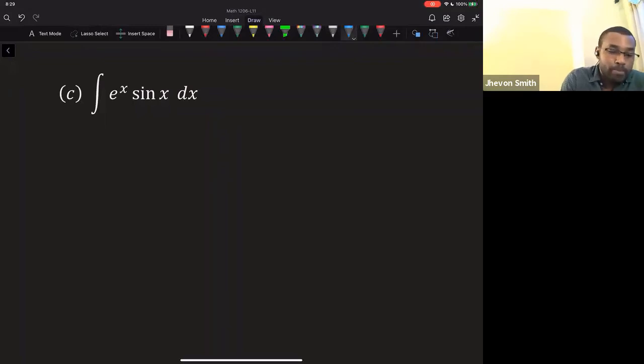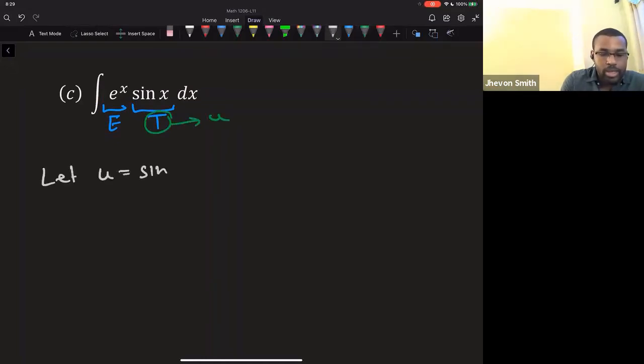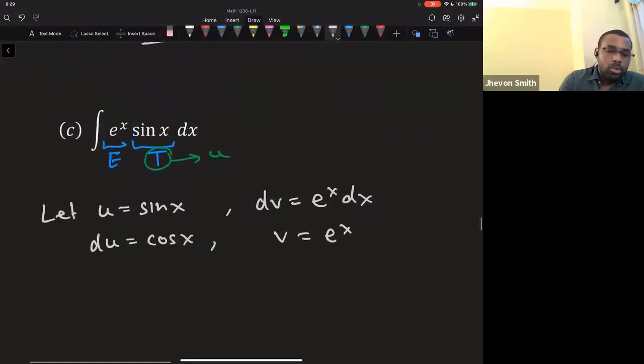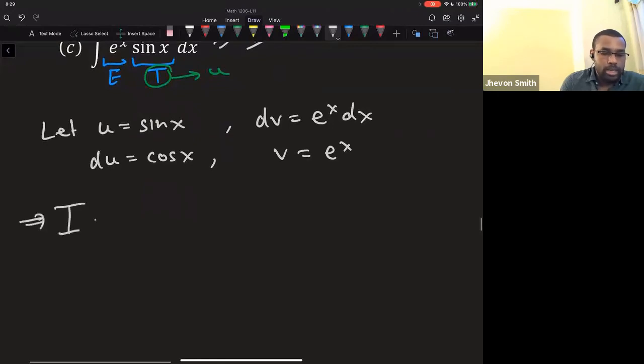We're going to need to choose the parts. This guy is an E. This guy is a T. In LIATE, E comes after the T, so the T gets to be the u. You would go in and say let u equals the sine of x, dv equals e to the x dx. Your du is going to be cosine of x. Your v is going to be e to the x. I will call this I just because I'm lazy. And so this means that I is equal to u times v minus the integral of v du.